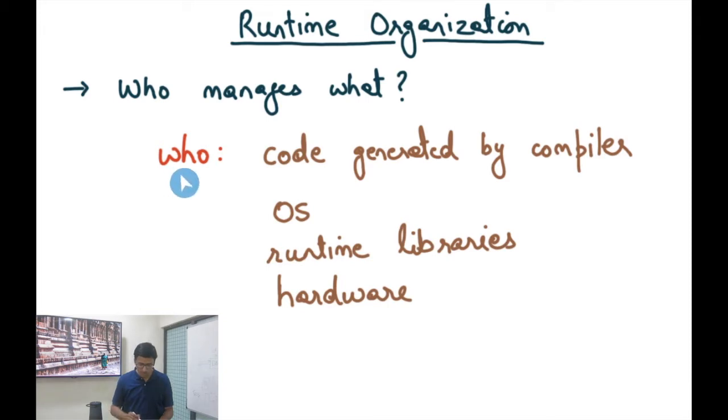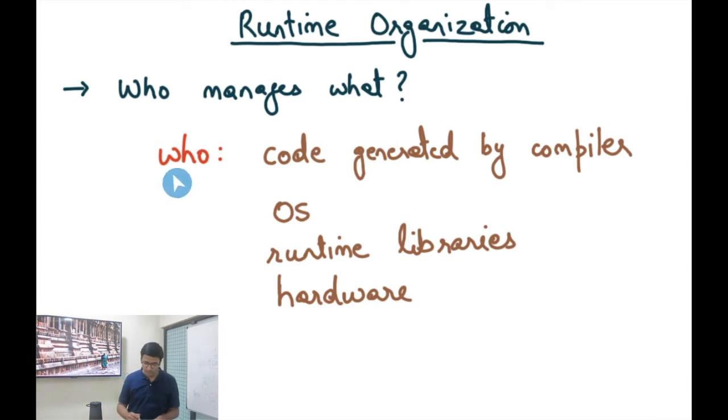So by who, obviously it's not a person, but it is some code, right? And so which code manages what, and who has written that code? That's what we mean by who. When I say manages what, I mean who manages code, who manages the placement of variables, who manages the placement of malloc memory, and so on, right?